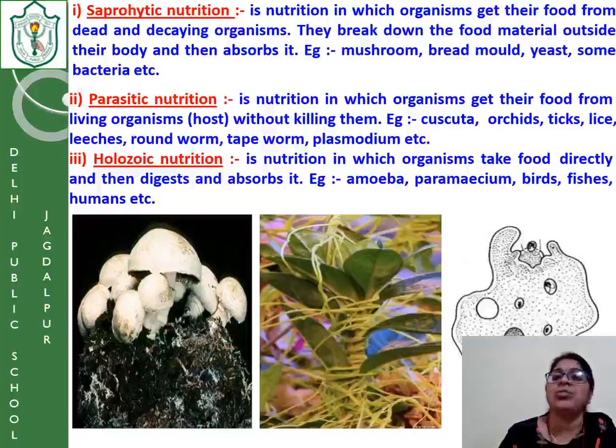They break down the food material outside their body and then absorb. They inject some chemicals inside the decaying parts, and once it starts decaying, they absorb the important nutrients from that particular decaying matter. Okay, second is parasitic. Parasitic means they don't kill them.